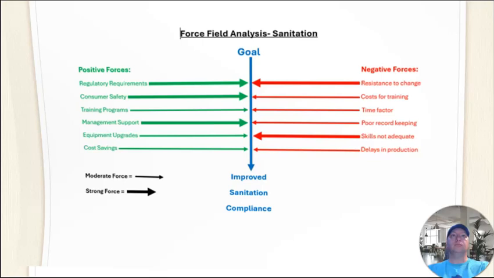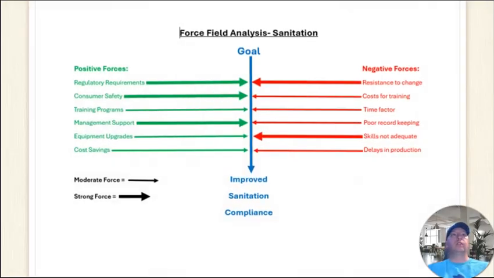And here we have the force field analysis. I really enjoyed making this. I've never made one of these before. When you're trying to improve sanitation in your meat processing facility, you may have some roadblocks or potential waste or cost of poor quality. And I developed this force field analysis to show what some of those may be.